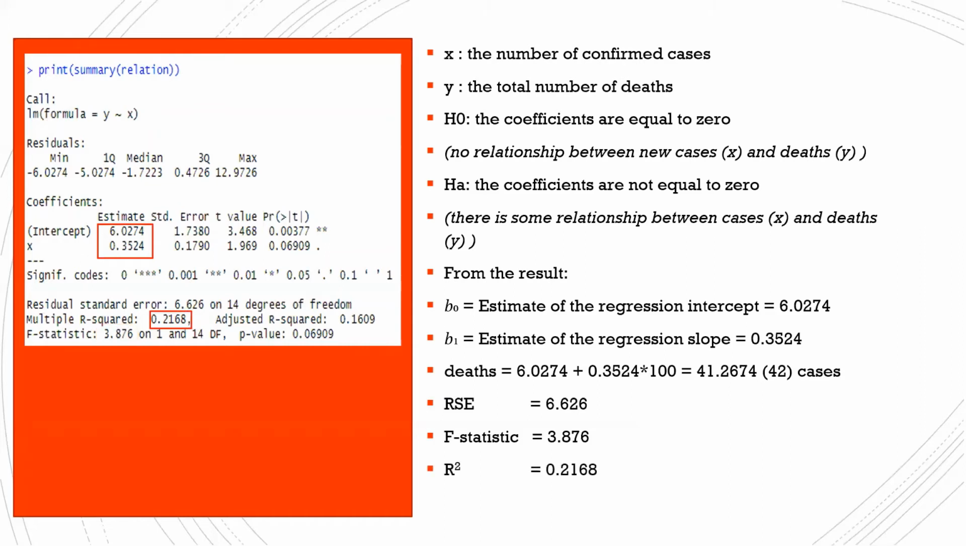Next is the R square. We get 0.216x, which means the new case is a weak predictor as it is only able to explain 21.68% of the variation in death. And the last is the p-values. For the intercept it is hardly significant, but for the predictor variable it is less significant.